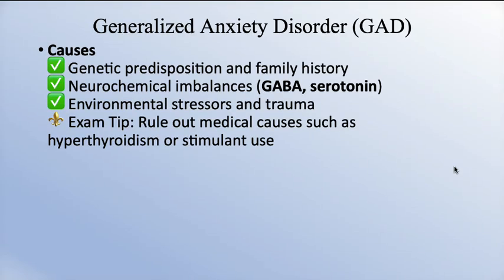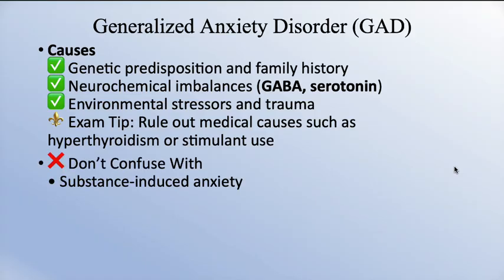So let's continue. What are the causes of general anxiety disorder? Well, the genetic predisposition and a family history. For a neurochemical imbalance, you're looking at GABA and serotonin, and environmental stresses and trauma can play a role. So exam tip, rule out medical causes such as hypothyroidism or stimulant use before diagnosing somebody with general anxiety disorder. Don't confuse this with a substance-induced anxiety because that will have a completely different presentation.